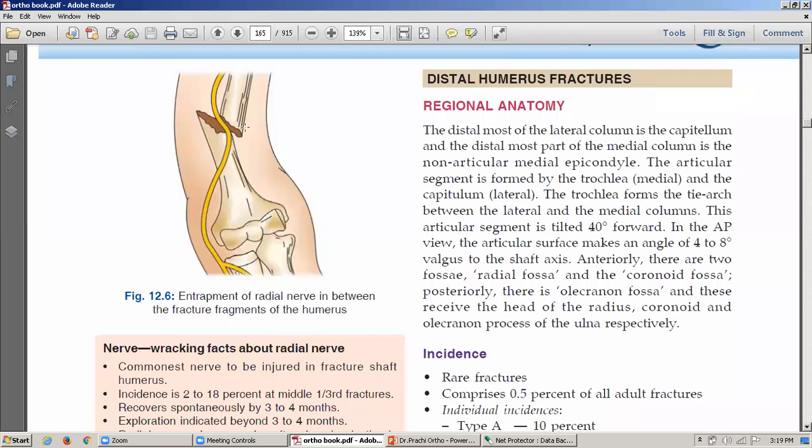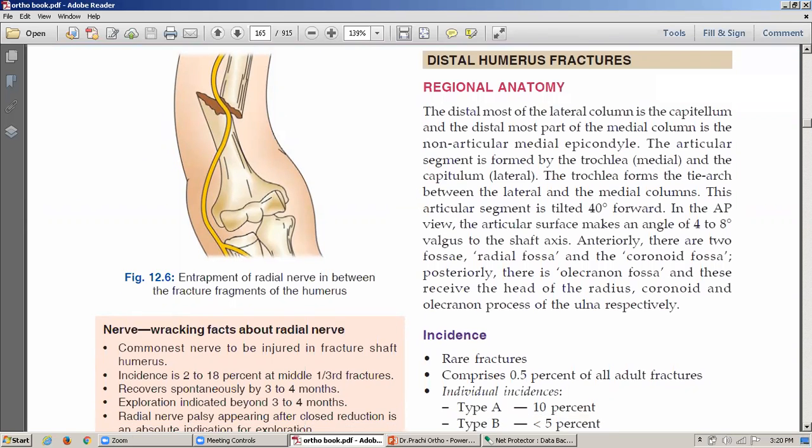So, this is a diagram of the entrapment of radial nerve. This yellow, this is a radial nerve, and here there is a fracture fragment of the humerus. So here the radial nerve is entrapped in between the fracture fragments of the humerus. So it causes a radial nerve injury and it is very dangerous.